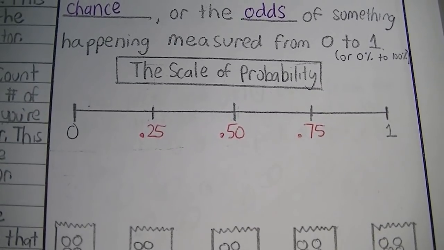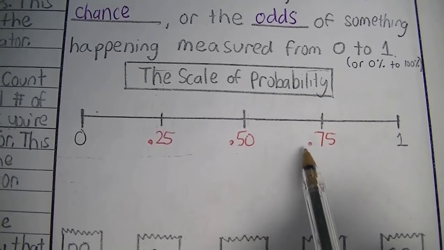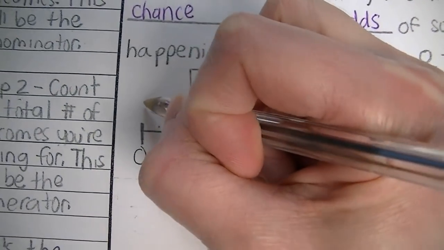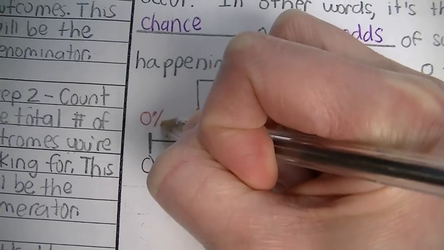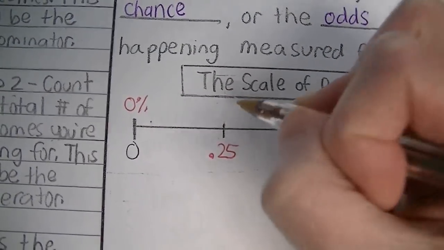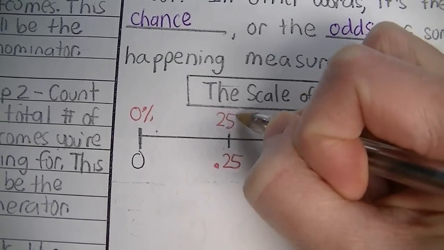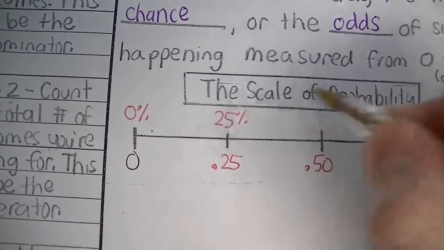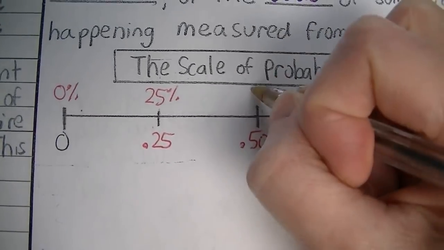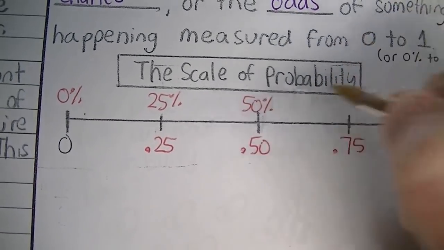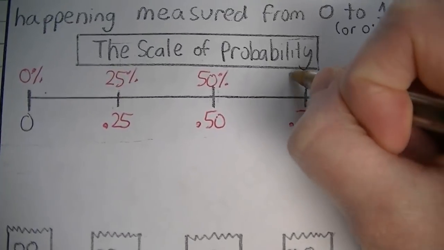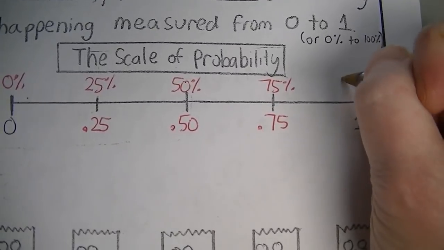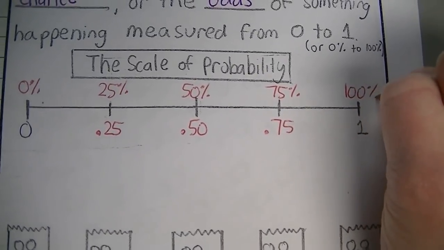So I'm going to go ahead and convert each of these decimals into their equivalent percentage. So 0 would be 0%. 25 hundredths, that'd be 25%. Because all I'm doing is multiplying by 100. Multiply this by 100 and you get 50%. Okay, 75 hundredths as a percentage is 75%. And 1 as a percentage would be 100%.